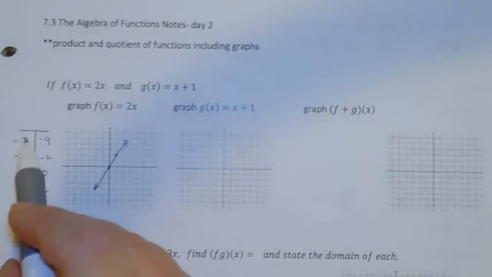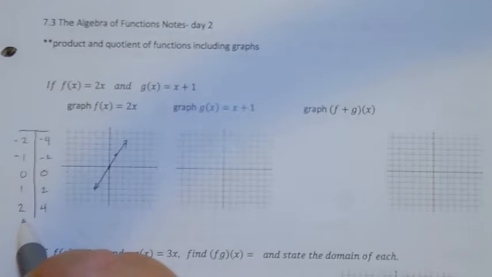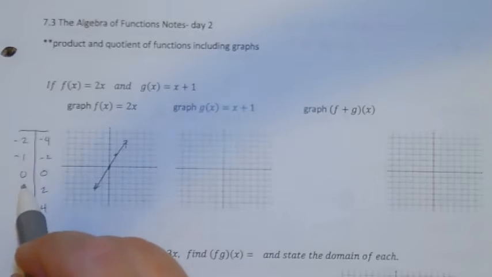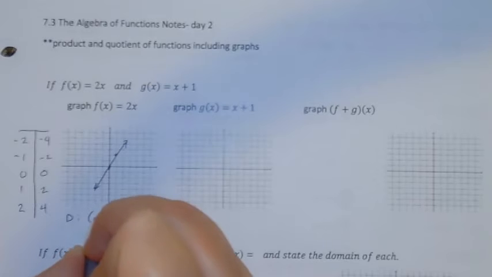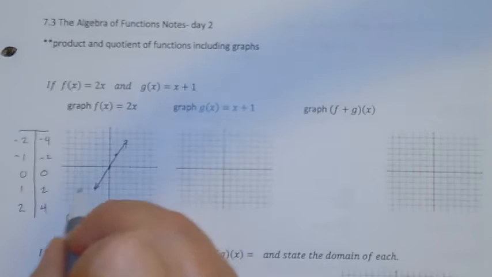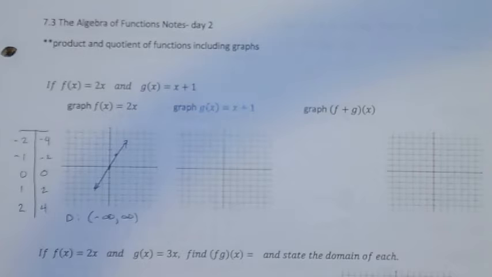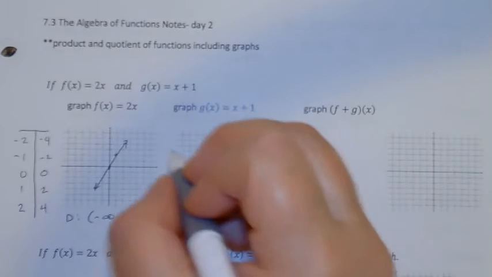Notice that there is no stipulation on the input values. I'm putting in negative numbers, 0, and positive numbers. So I would say the domain on this one is -infinity to infinity. See how the graph keeps going as I move left to right? There's no place where it stops. Okay, let's graph this one.